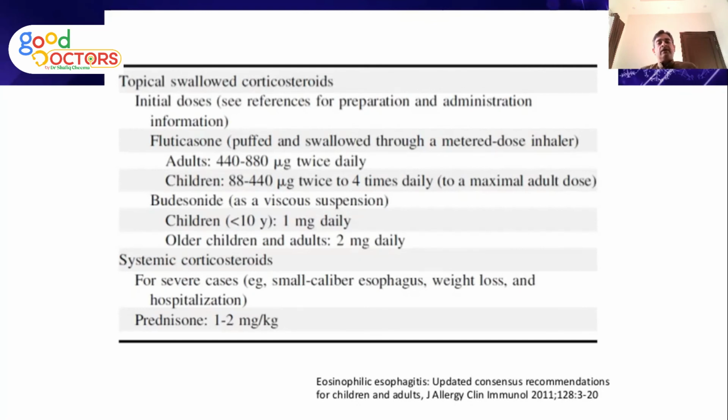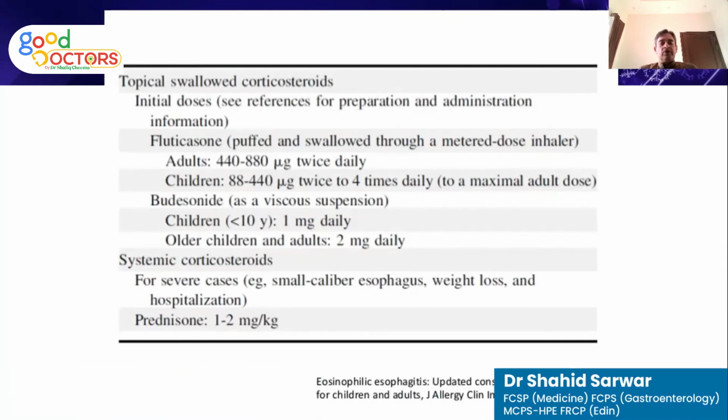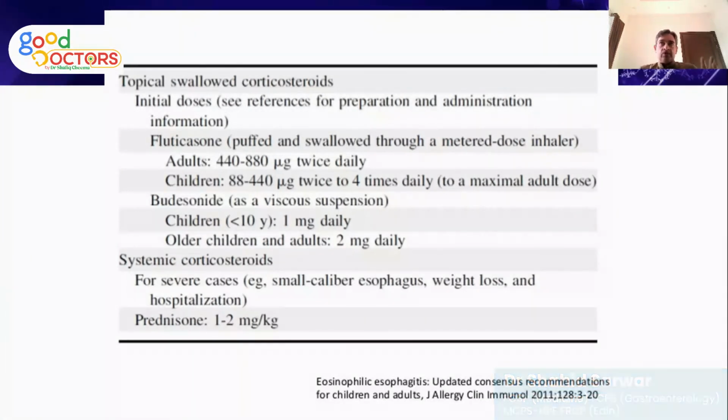Then budesonide has also been tried as a suspension. It's a liquid which needs to be given. For children, the dose is 1 milligram daily. For adults, it's 2 milligram daily. And we have already talked about the option of systemic steroids, that this is only for the cases where there are complications, where there are severe cases, for getting initial improvement.